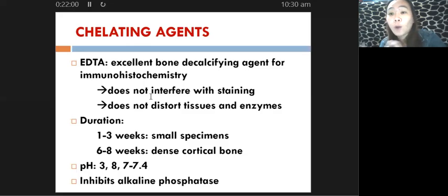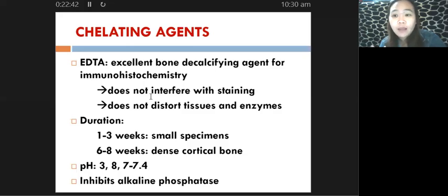So they form complexes with your calcium ions and are able to remove your calcium deposits. The commercial name of EDTA in histopath is Versene. I'm sure you have discussed this already. There are two salts of EDTA which are available in the market: your potassium EDTA and your sodium EDTA.